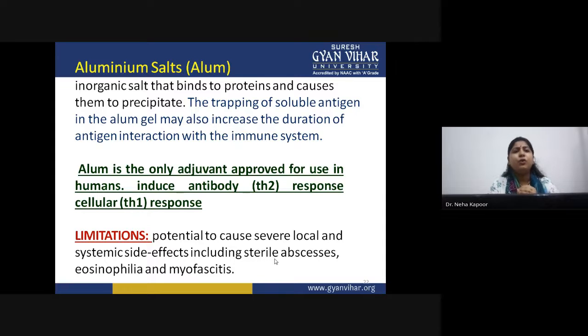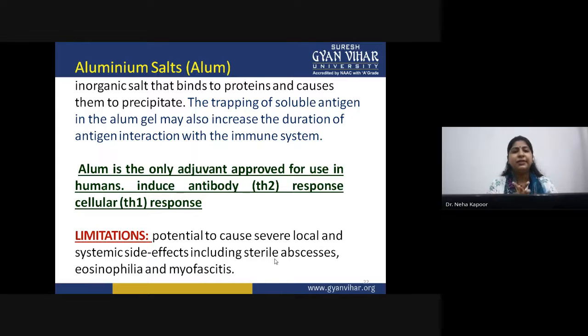However, alum is the only adjuvant that is approved for use in humans because it induces both antibody response and cellular response. That means it activates both T helper 1 cells and T helper 2 cells, thereby mounting the humoral response and the cellular mediated immune response. That means it will be able to produce antibody against that specific antigen, as well as activate cytotoxic T lymphocytes, so that cytolytic activity can be imposed.